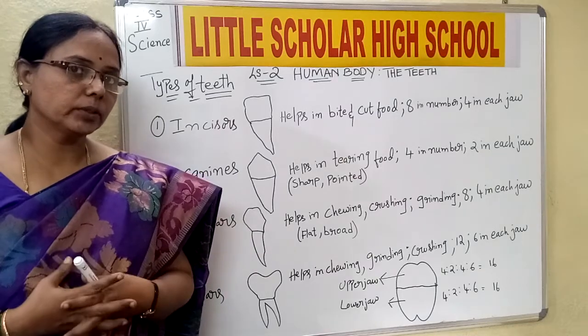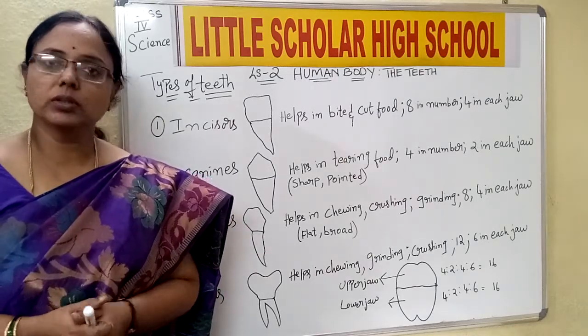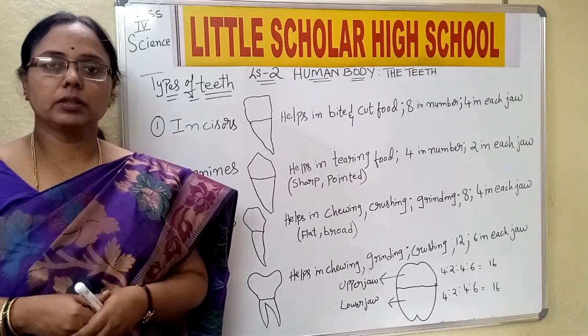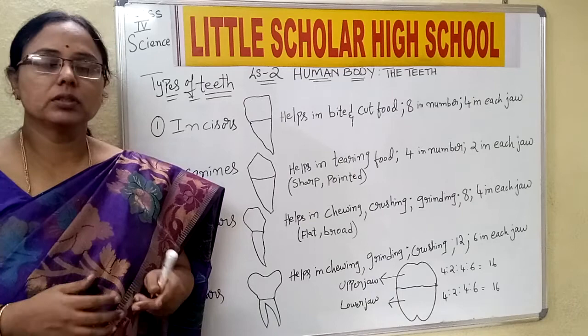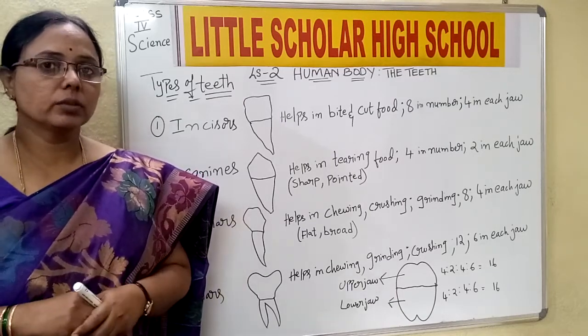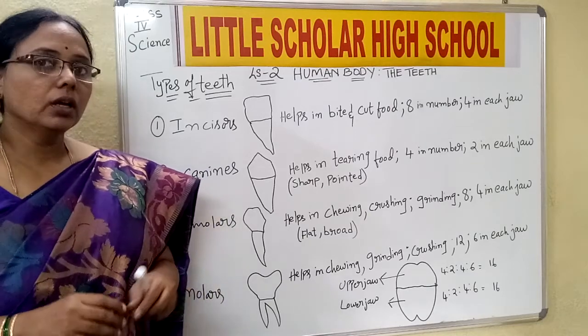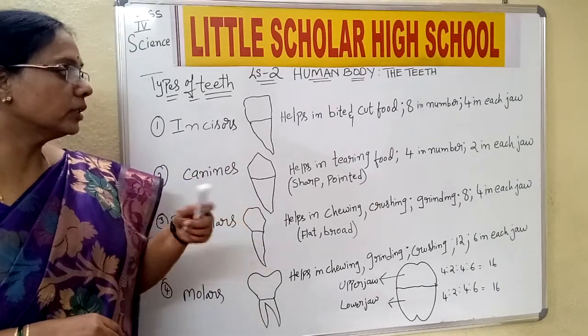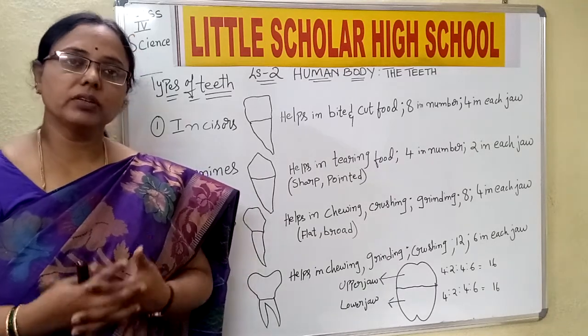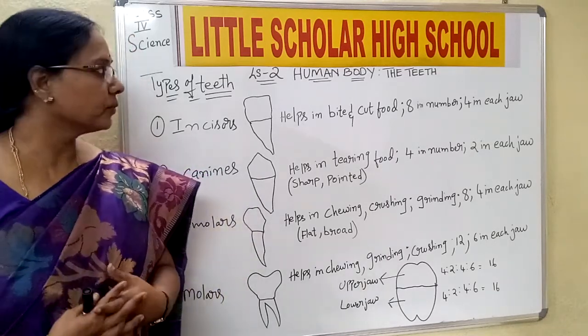We are already in lesson number 2, and we have already discussed the teeth. There are two types of teeth, temporary teeth and permanent teeth. We have discussed the structure of the tooth also, wherein we discussed the three layers. Now we shall move into the next topic, the different types of teeth we have.